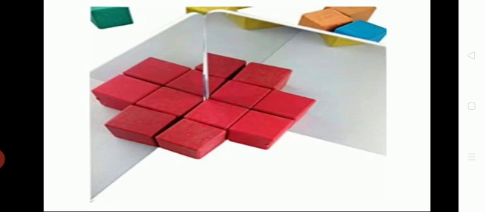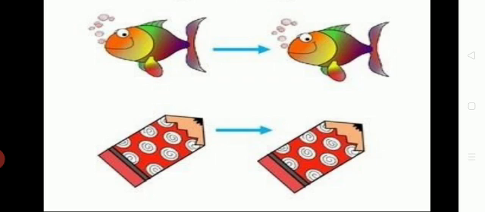Next, look at this fish and pencil. Is this a mirror image or not a mirror image? Why? What is the reason? The fish and pencil are not reversed from left to right. They are looking in the same direction. So this is not a mirror image. If you point at a mirror, the mirror also points at you. So that is what a mirror image means.